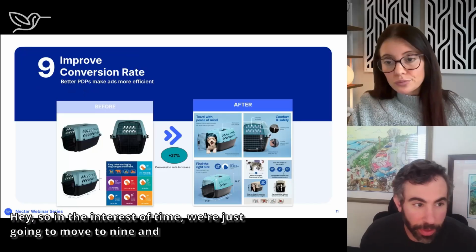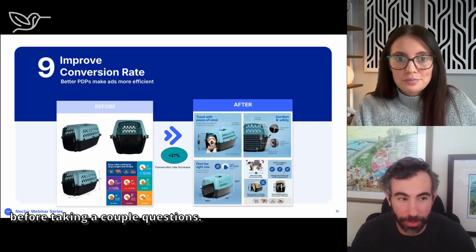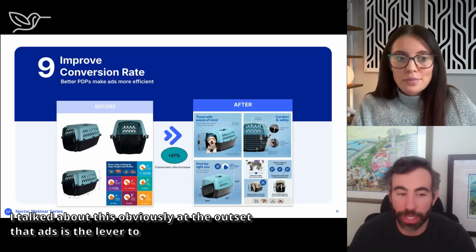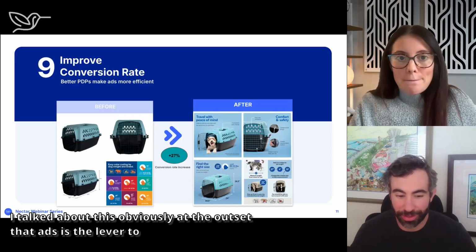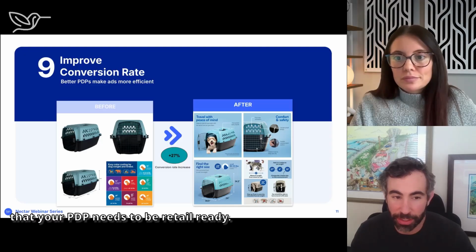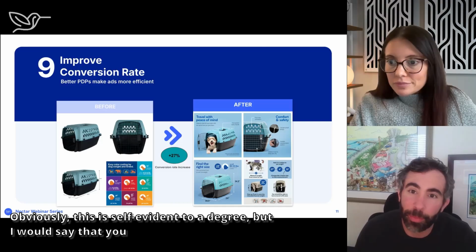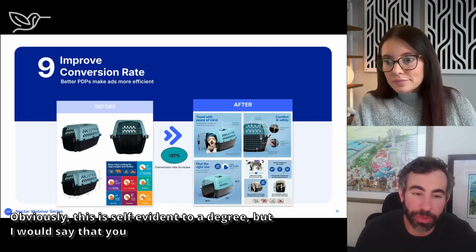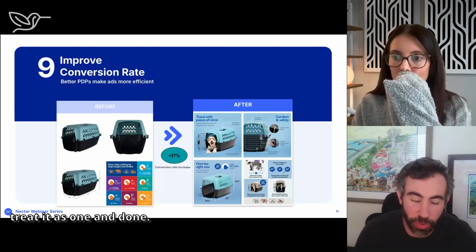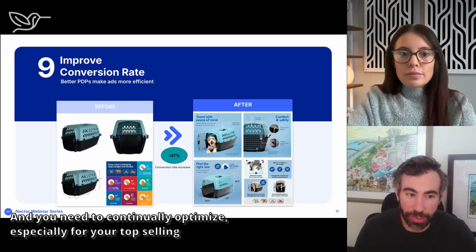Okay, in the interest of time, we're just going to move to 9 and cover 9 and 10 before taking a couple questions. So, improving conversion rate. I talked about this at the outset, that ads are the lever to drive the traffic, but your PDP needs to be retail ready. Obviously, this is self-evident to a degree, but you also need to not treat it as one and done, and you need to continually optimize, especially for your top selling listings.